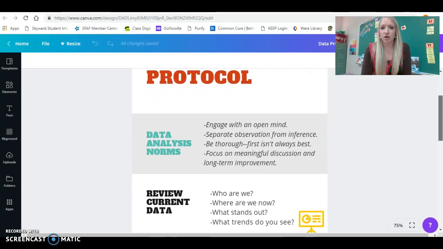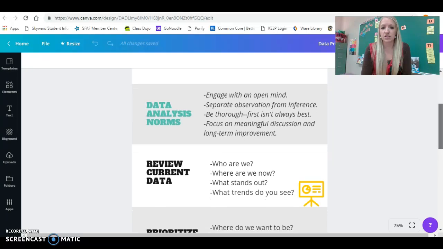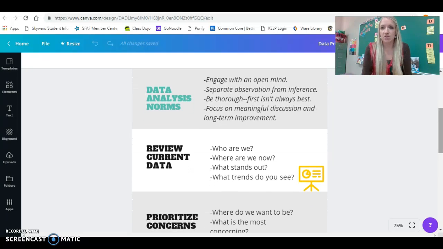What I would start with first in our protocol after the data norms is to just review the current data. This could be something that I send out to teachers ahead of time, so they can have a look at it and come prepared to the meeting. We might consider, who are we as a school, or who are the students we're talking about, and where are they performing now? Then other things to think about while we're looking at this: what stands out? Is there something that jumps out at you right away, or what do you notice? And then, is there something recurring or that a lot of students are experiencing?